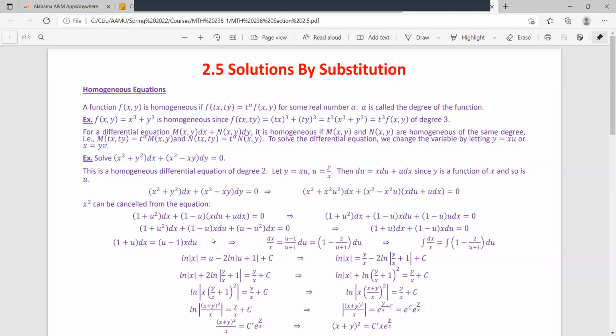And then the second term is still 1 minus u x du equal to 0. Okay, so that's the new equation after all the steps. Now, what is good is we can solve it by separating variables. So you can separate x to u in this equation and solve it.